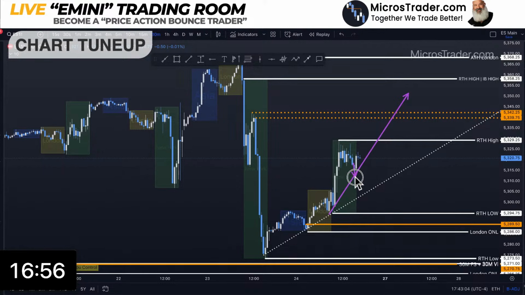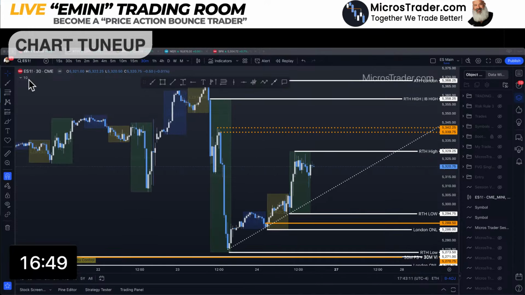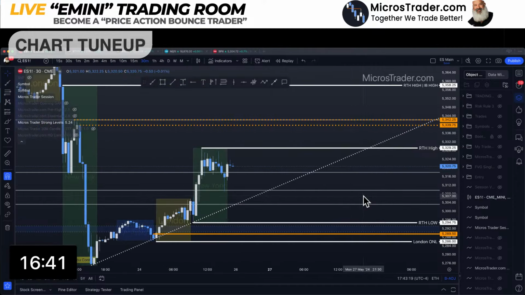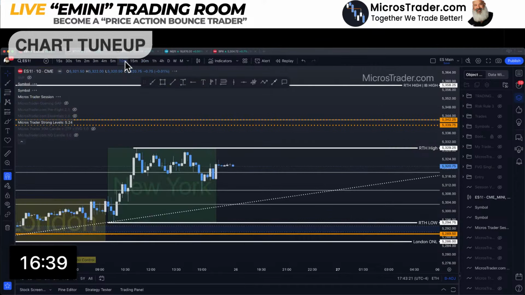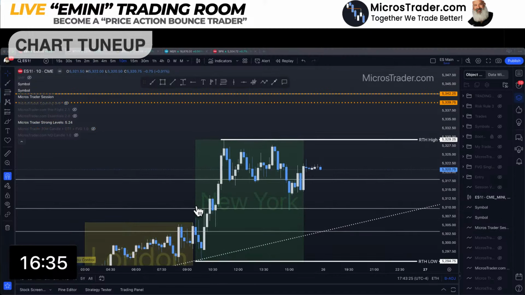It already had a nice little pullback, which, by the way, let's turn on my last published strong levels. And let's go to a 10-minute chart just to tighten this up. And I think we played very well with these levels.